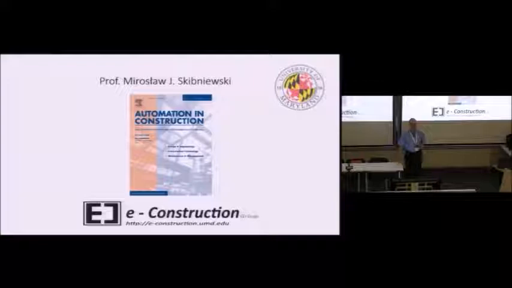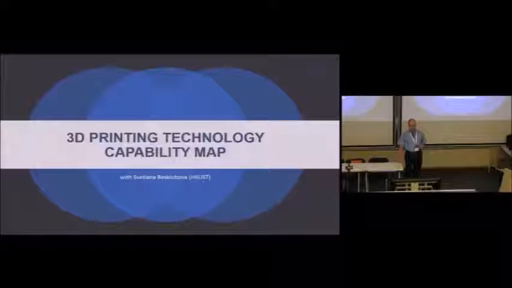So at the University of Maryland, in conjunction with Hong Kong University of Science and Technology, we've been putting together a technology capability map in relation to 3D printing in construction. And that map is work in progress. It's by no means finished. In fact, it is very likely to become a moving target, given the fact that there is so much new development happening. Professor Skibniewski showed yesterday a chart that showed the rapid acceleration of new developments in the technology, as well as applications of existing technology in various projects and places around the world.